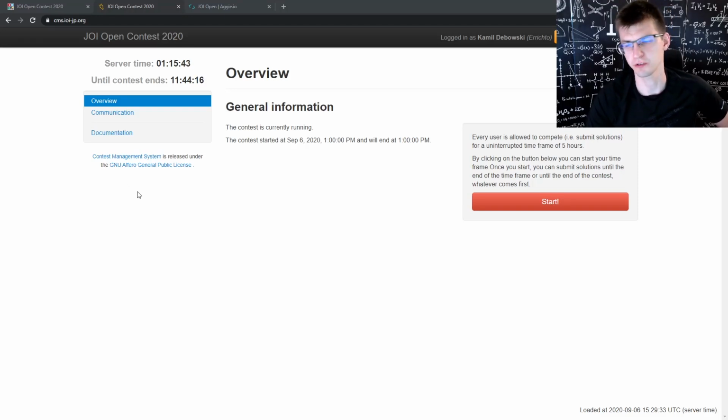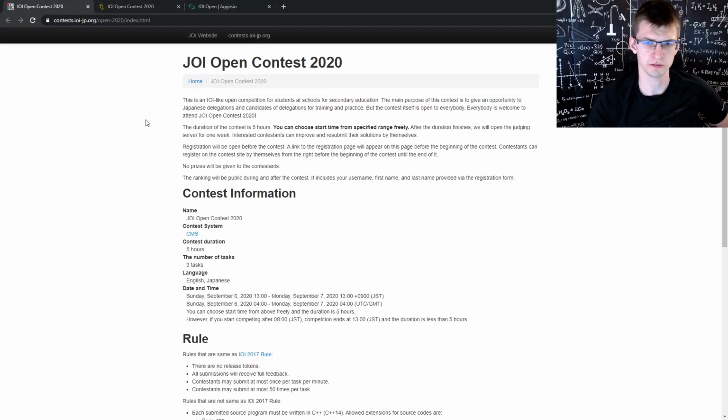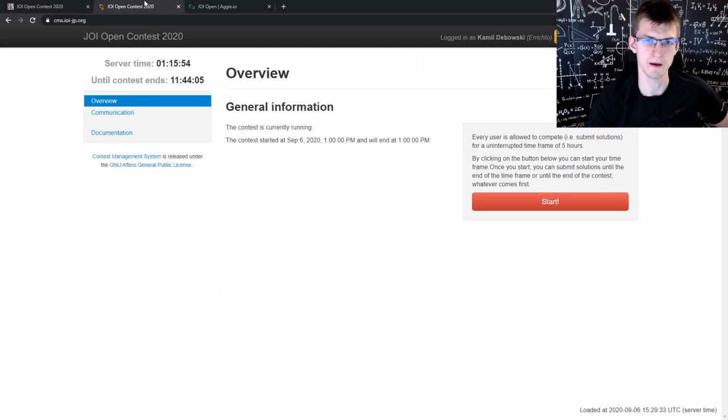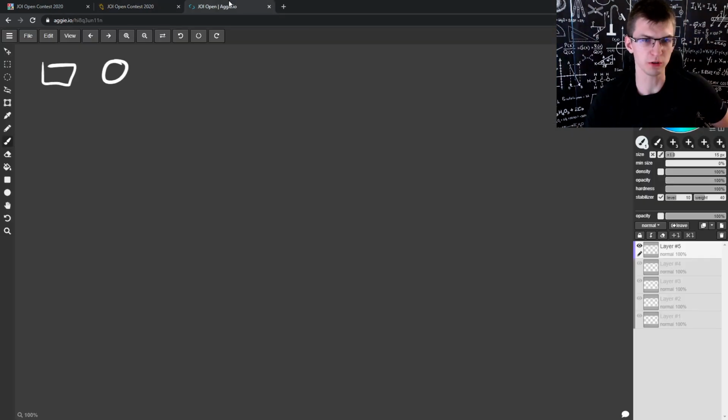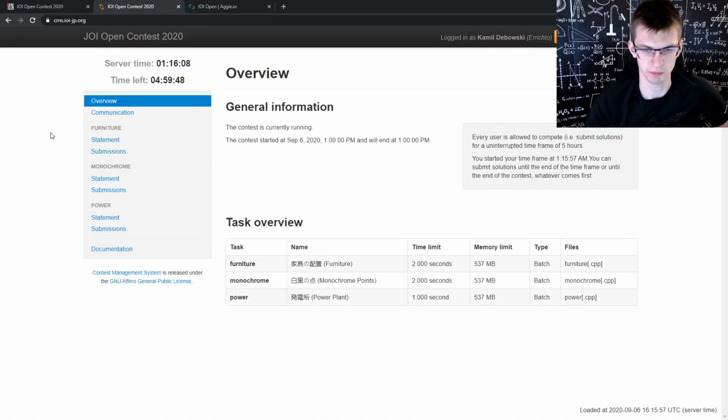Today I'm doing something different. At any time slot, I can choose 5 hours suitable for myself to participate in Japanese Olympiad Open Contest. But instead of trying to really solve the problems and getting the code done, I will just read them and try to come up with solutions, because that's, to be honest, more interesting for me. I will make some drawings. It might be interesting for you to watch.